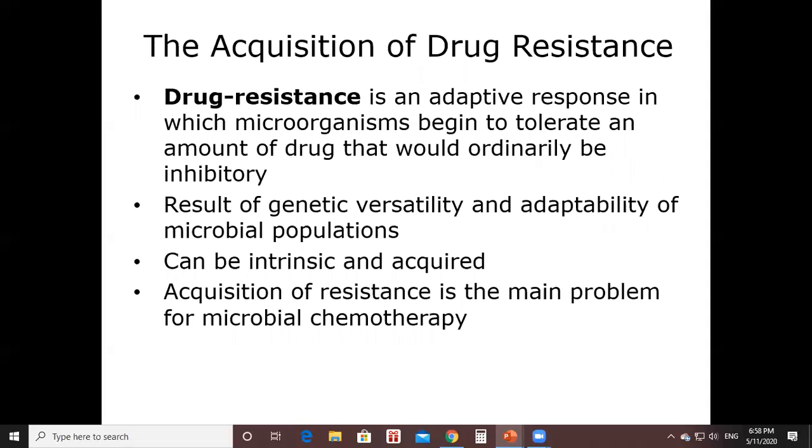Now we have drug resistance. Drug resistance is an adaptive response in which microorganisms begin to tolerate an amount of drug that would ordinarily be inhibitory. This results in genetic versatility and adaptability of microbial populations. It can be intrinsic, which means it has it in its own makeup, and it can be acquired. It learns it from something else. So the acquisition of resistance is the main problem for microbial chemotherapy. Acquisition of this drug resistance is the main problem for microbial chemotherapy.